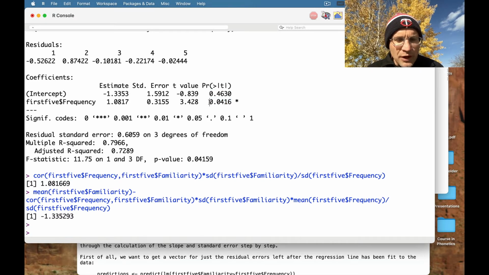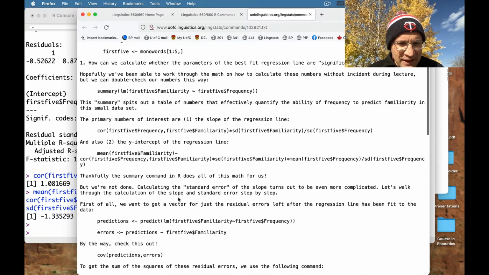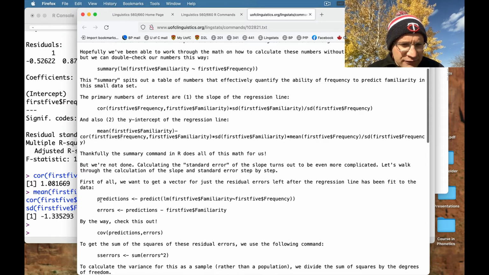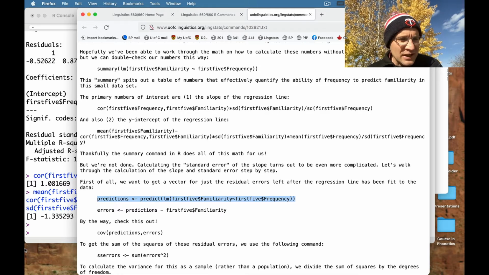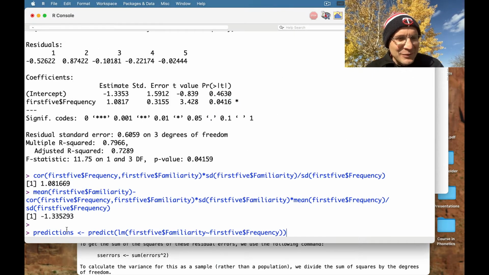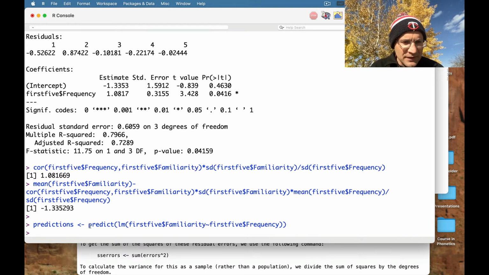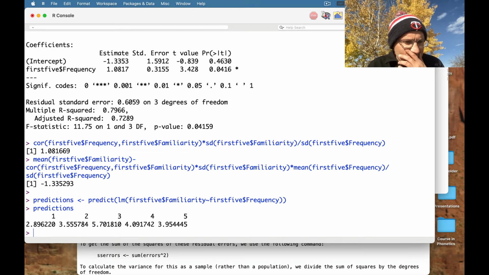So first I want to show you where these p-values come from, and I've got the math for that in here. The only one we're going to do is the p-value for the slope, because the intercept is kind of boring in this example. But first of all, I'm going to go back to this predict command. This is going to tell me the predicted values of familiarity based on what I know about frequency. I'm going to store those in this vector called predictions, and they look like this.